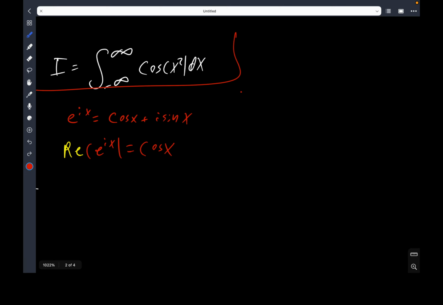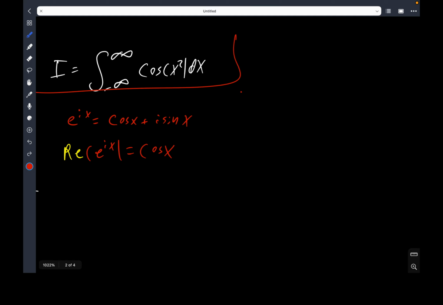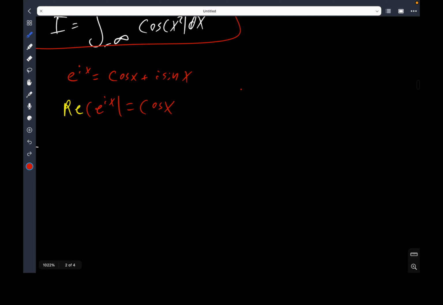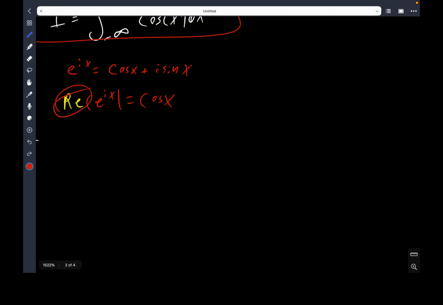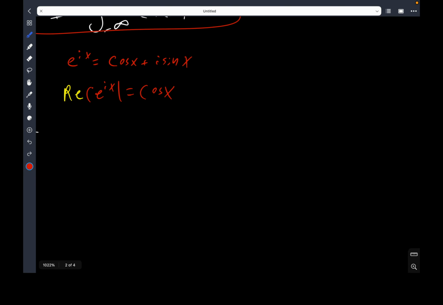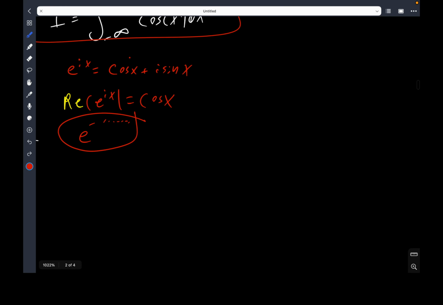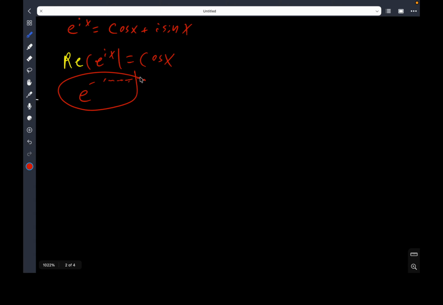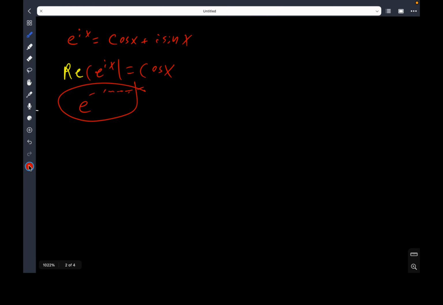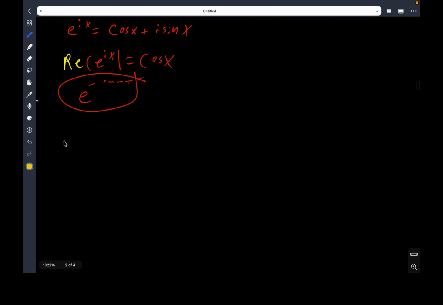Now here, we want to have this real part of this integral in terms of e to the negative something, because we want a convergence since our integral is improper. So whenever we want a convergence, we want e to the negative something. And if I write e to the negative ix squared, it is the same as cosine of negative x squared plus i sine of negative x squared.